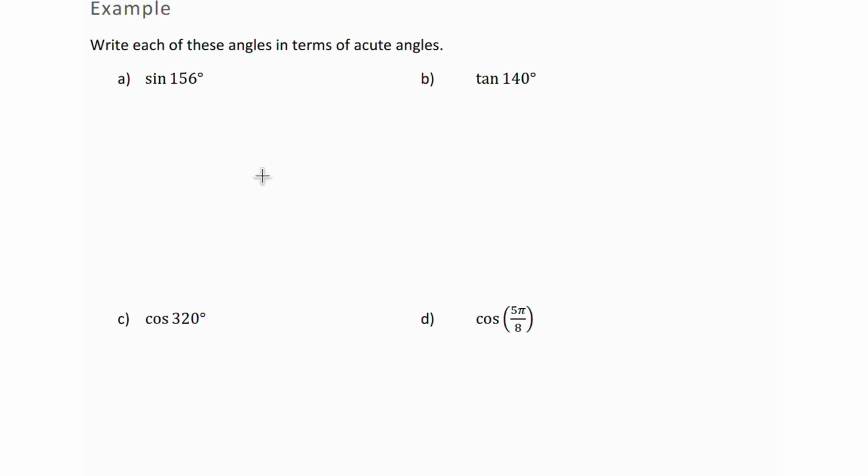Write each of these angles in terms of acute angles. What that means we're going to do is rewrite this as another trig function, but with an acute angle instead of an obtuse or reflex angle inside the trig function. Well, the way we're going to do that is we're going to start by drawing our unit circle and placing this angle, 156, on there.